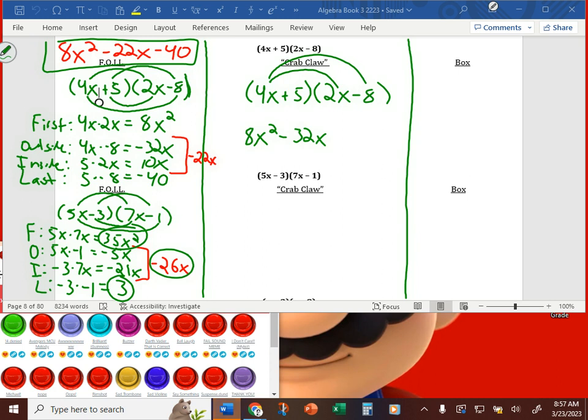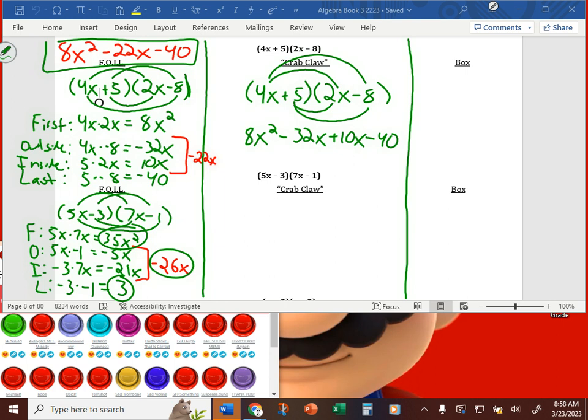Okay? Now we're going to go to that 5. And we're still going to multiply that 5 by the 2x to get 10x. And we're still going to multiply 5 by the negative 8, but instead of going up top, this time we're going to go underneath. And 5 times negative 8 is still negative 40.